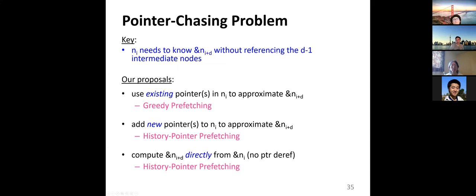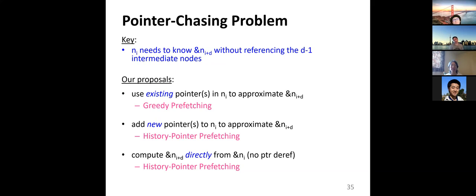Where D, without referencing intermediate values. That's the key idea for how we want to handle the pointer chase problem. At every iteration, I want to see D steps in advance. And there are three different basic ideas that I'm going to present now to give you a glimpse of what people invented. One is greedy prefetching.